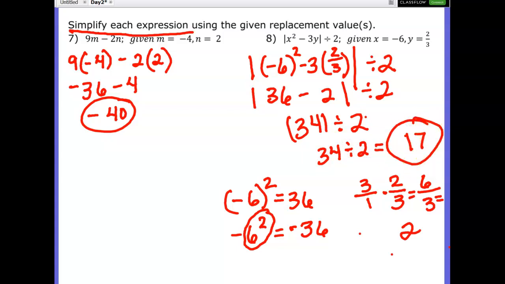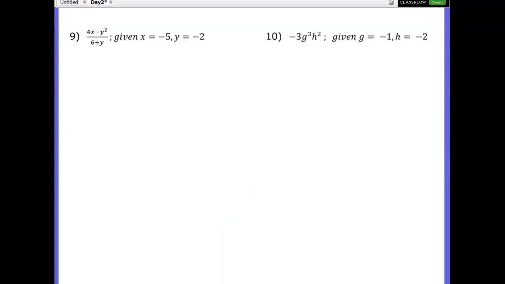If you guys want to pause the video at any time and try the problems ahead and then come back and check them, you're welcome to do that. I'm going to go forward and do number 9 and number 10. So I'm just going to plug in my values. I got 4 times negative 5 minus my negative 2 squared, and this is divided by 6 plus negative 2.